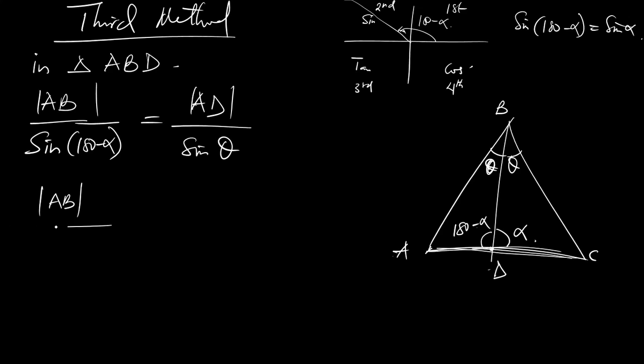AB divided by sine alpha equal to AD divided by sine theta. Now, what we're going to do next, in order to move the trigonometric function to one side and the length of the sides to one side, what we're going to do now, we multiply both sides.